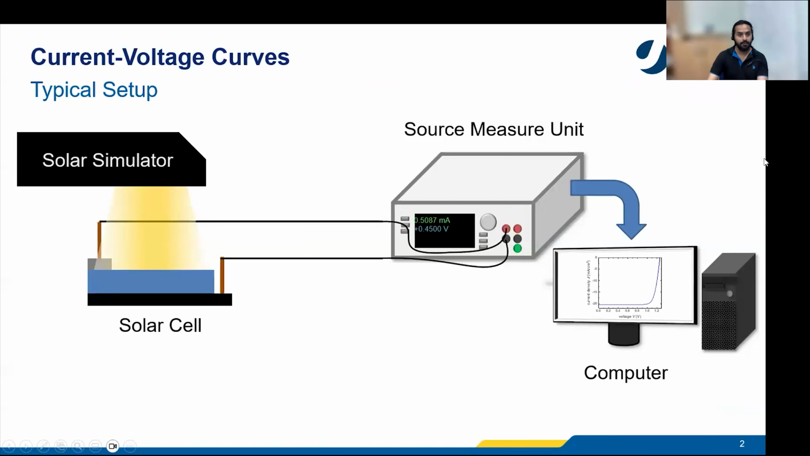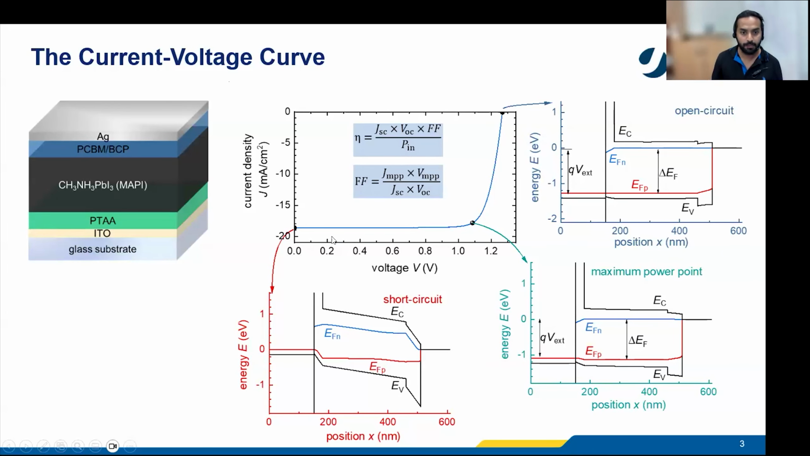Okay, so we start from the very basic point where you measure the current voltage curve of your solar cell. So here you have a solar cell and you have a simulator that simulates the spectrum of the sun. And it's connected to a source measure unit here. And you get your current voltage curve, right? And your typical current voltage curve looks like this.